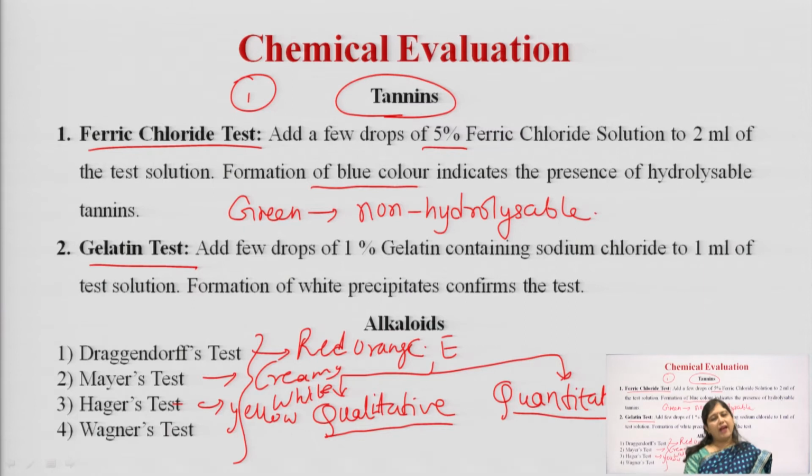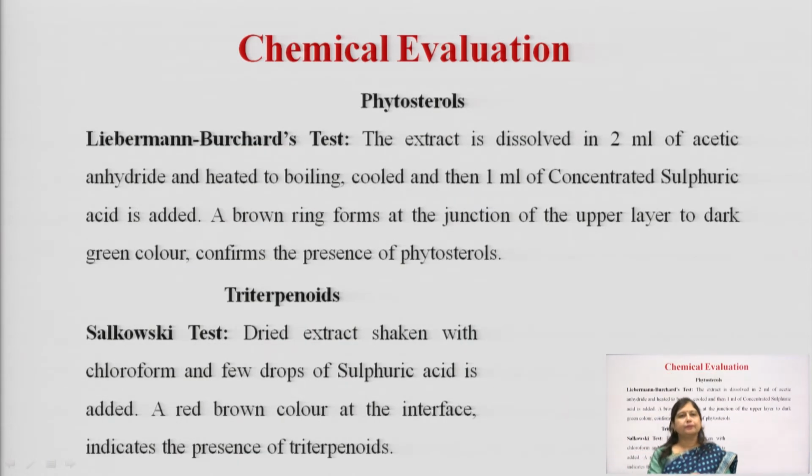And last is the Wagner test. Wagner reagent is an iodine solution, so it contains both iodine plus potassium iodide. I2 plus KI is Wagner solution, and this Wagner solution with alkaloids gives red brown precipitates. So, we have the 4 alkaloid tests: Dragendorff test, Mayer's test, Hager's test and Wagner's test.